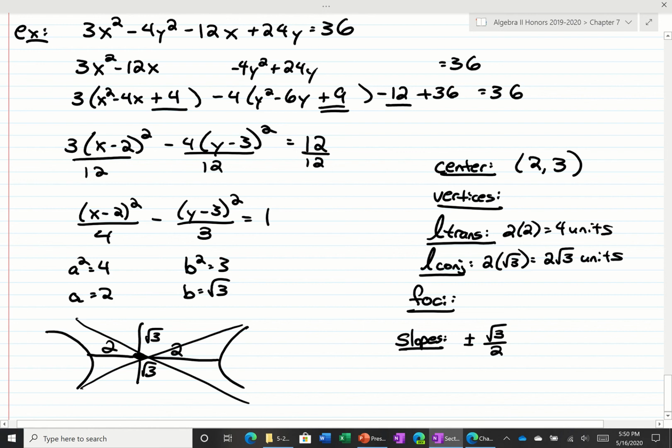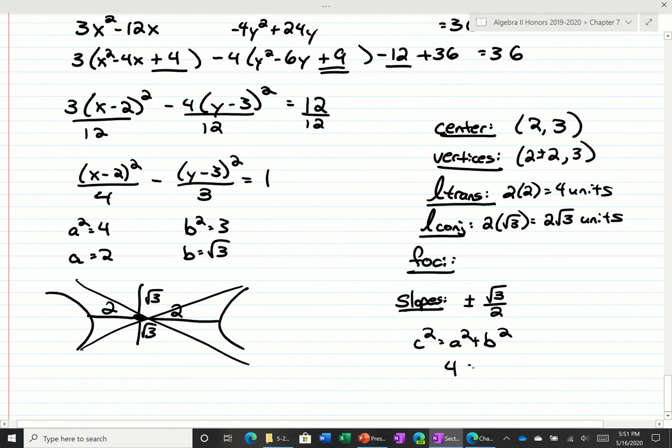The coordinates of the vertices, well, we're going left and right 2, so that's going to be 2 plus or minus 2 comma 3. And the foci, well, c squared is a squared plus b squared. So if we know a squared is 4, b squared is 3, c is equal to root 7. And the foci are always on the transverse axis. In this case, the transverse goes left and right. So we are going to say the center, but we're going to be going left and right root 7 units.